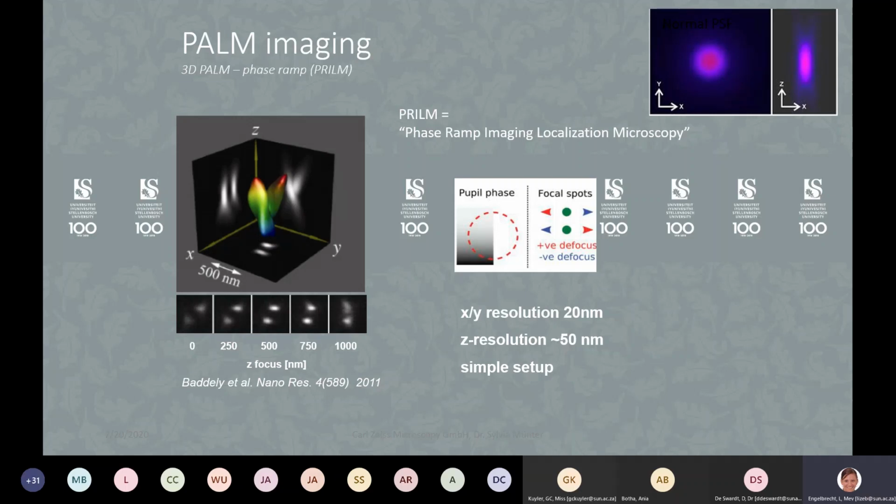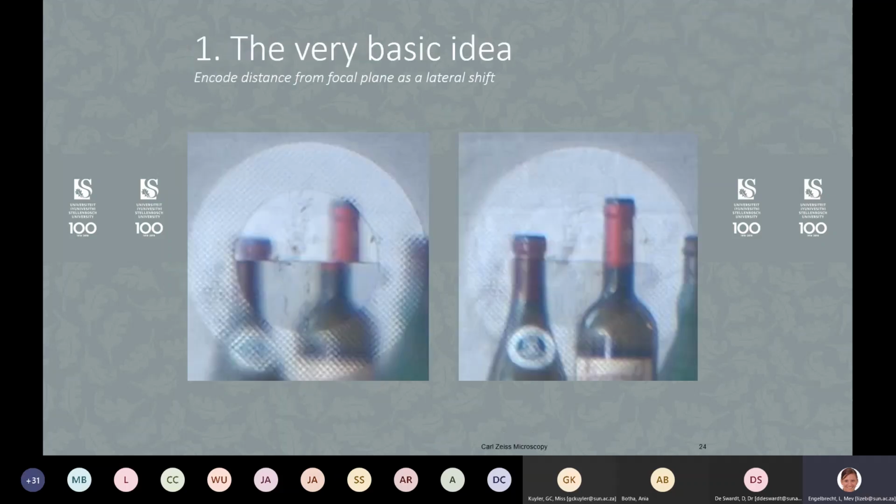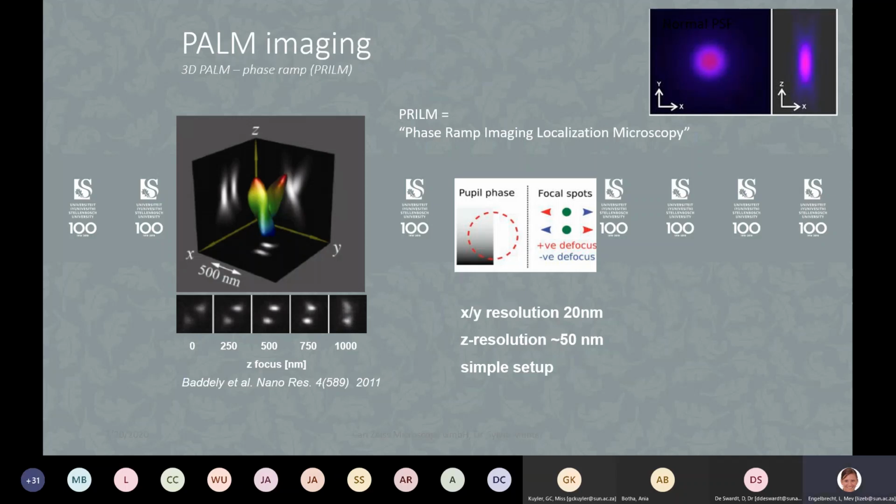This is the long name for 3D PALM, phase ramp imaging localization microscopy. You put this phase ramp into the light path. It comes from photography, where you use a phase ramp where if something is out of focus, it gives you a little bit of an offset, but if something becomes in focus, there's no offset anymore. So if I go back to this one, this phase ramp is basically two pieces of glass, not completely 180 degrees, stuck together with glue at one angle, an angle of 179 degrees between the two.